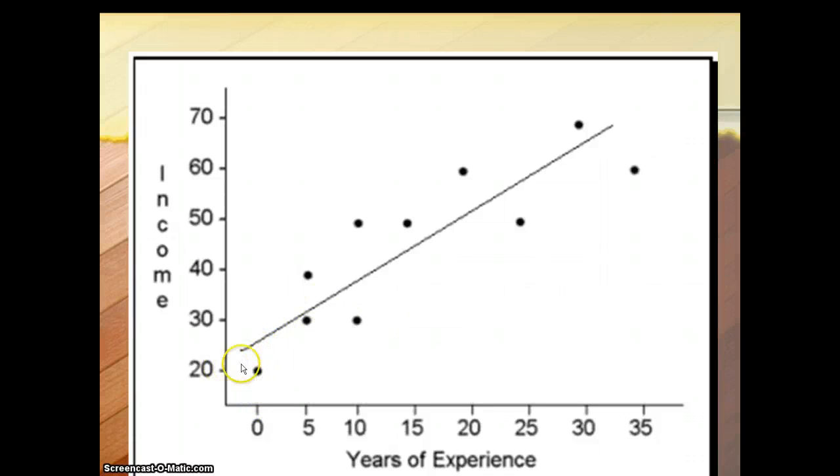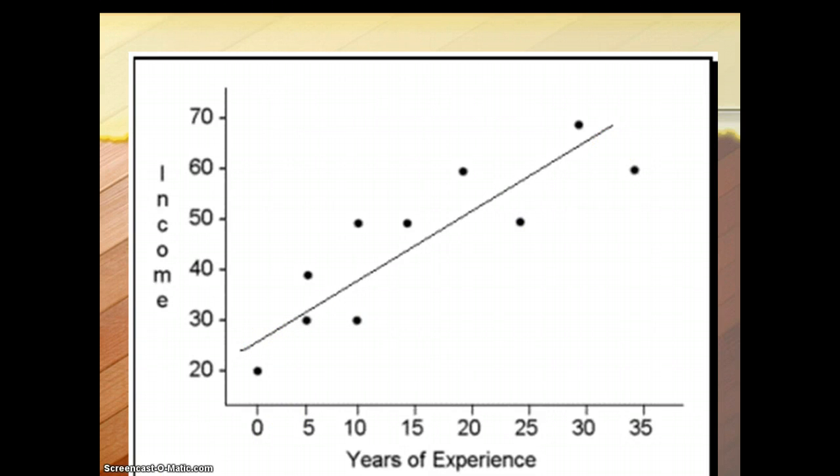1 year of experience is 20,000. 5 years, we had one that's making 30,000. 5 years, we had one making 40,000. So you end up with a pattern like this, and there's a line that runs through it. This is going back to high school math, called a line of best fit. And this is a visual representation of something.